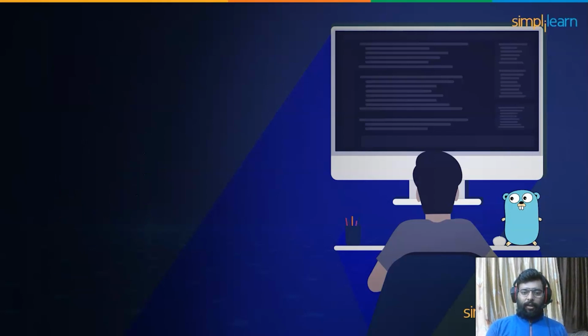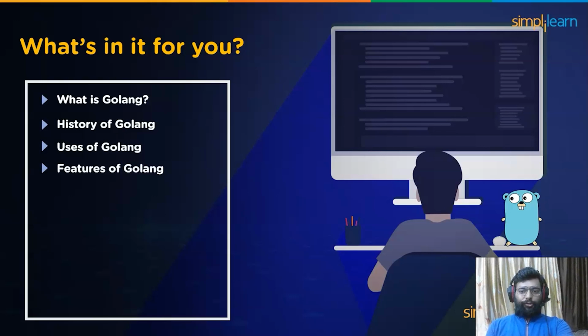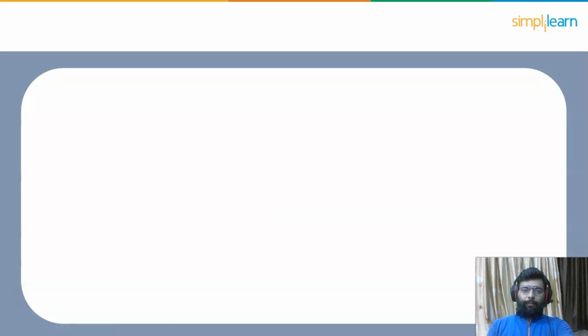In this session, you will learn about what Golang is. Next, you will come across the history of Golang and learn about the uses and features of Golang. Further, you will learn how to install Golang on your system. After that, you will learn about the variables, data types, operators, and loops in Golang, and we'll be implementing some examples in the Visual Studio Code. At the final instance, we'll learn about the companies using Golang. Let's start with what Golang is.